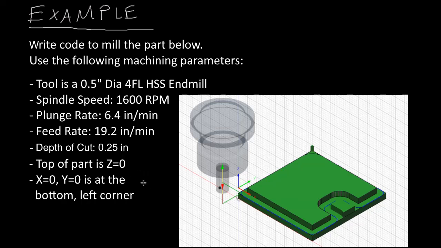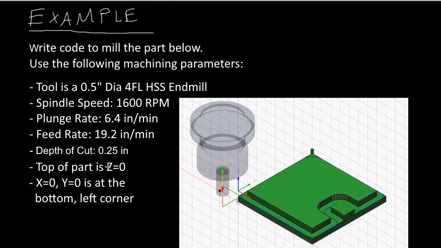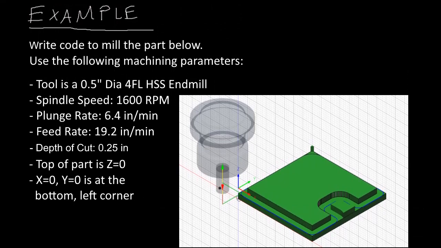And the X0, Y0 is at the bottom left-hand corner. So right where you see this X, Y, Z symbol here, that's where the 0 point is for the work offset. Okay, so let's look at a simulation of this part.